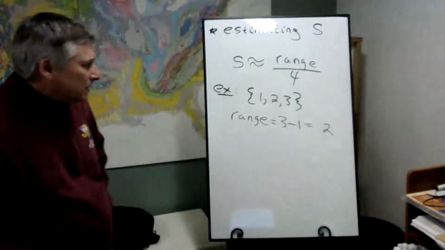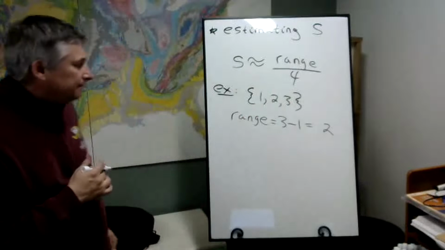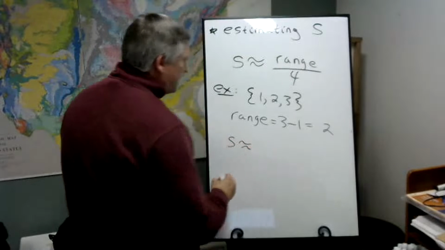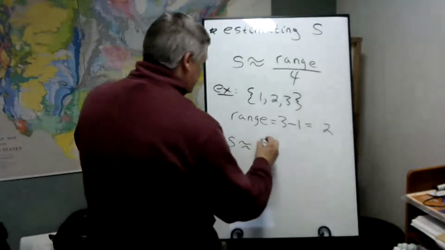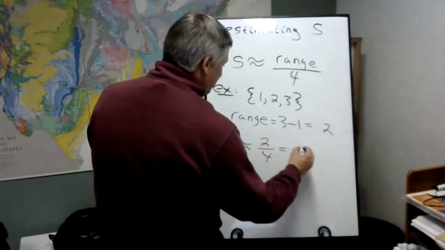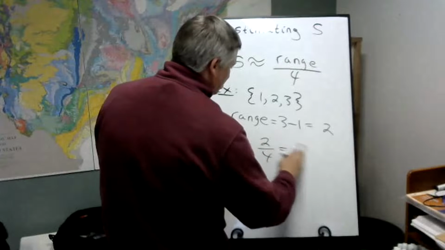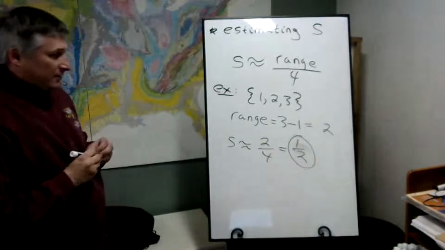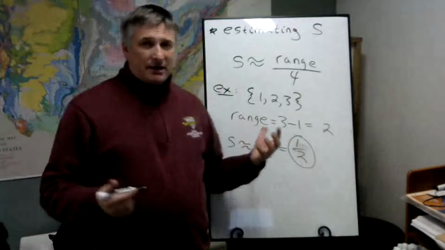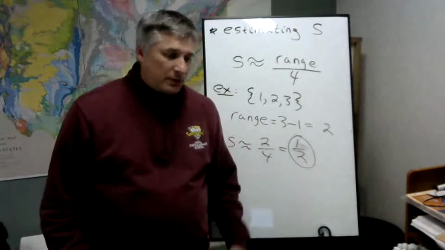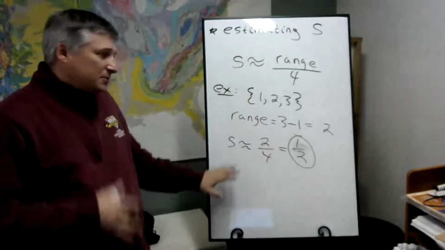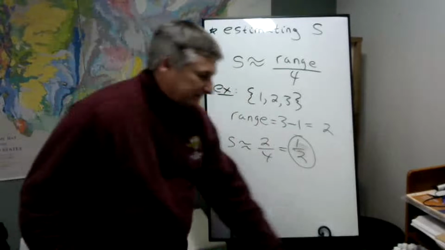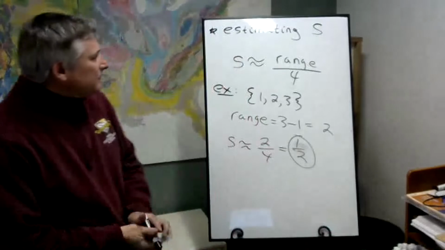All right. So what does our quick estimate come up with? Well, remember, the quick estimate is range divided by 4, so 2 divided by 4, or 1/2. So when we calculated S using the formula, we got the answer of 1. If we use this quick estimate, we get 1/2. I don't know if that's a very good estimate.